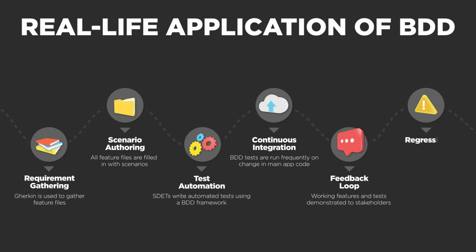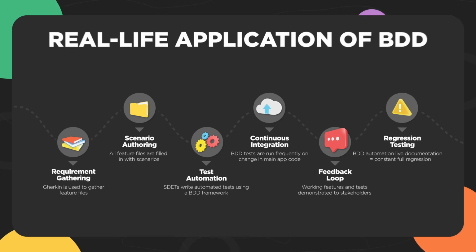Everything ends up with regression testing. As a project progresses, the BDD tests serve as a safety net for regression testing. They ensure that new code changes do not introduce defects in the previously working features.